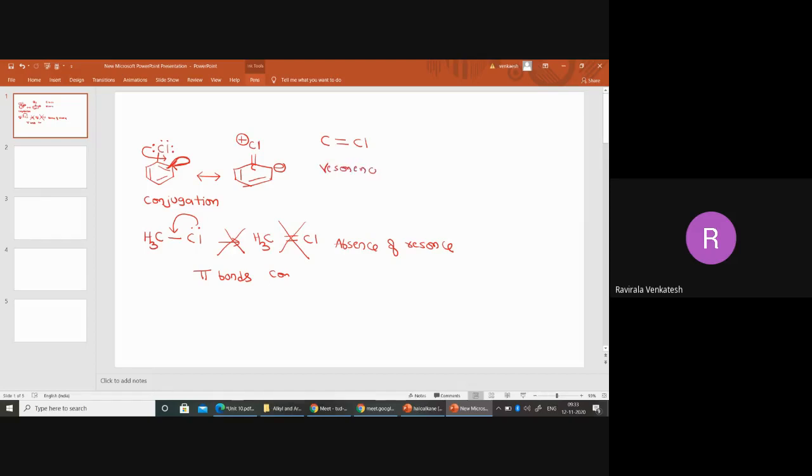Now, because of resonance, double bond character is possible between carbon and chlorine. Now, when you observe the nucleophilic substitution reaction, what is happening? For example, if I take CH3Cl, I'm writing in this way here.